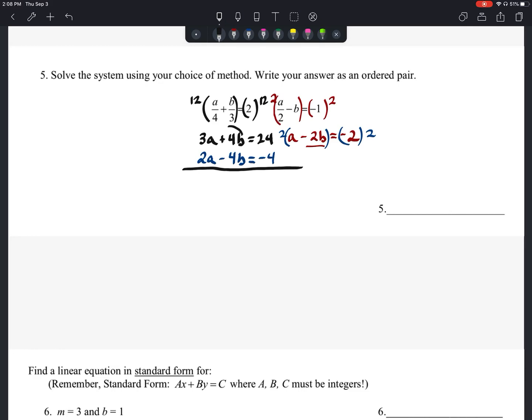Let's add them together to eliminate. Right? This eliminates our b's, giving us 5a is equal to 20. We'll divide each side by 5, and a equals 4.